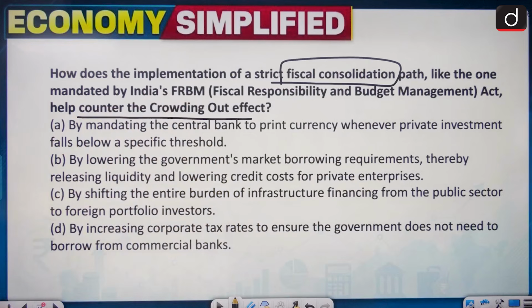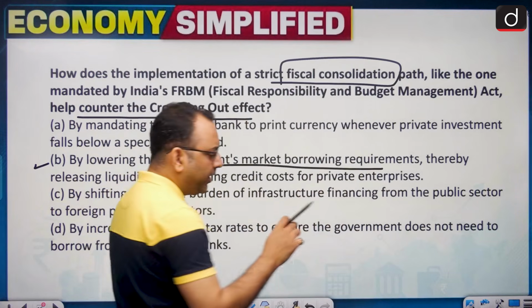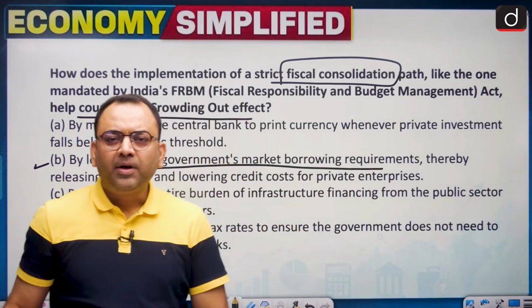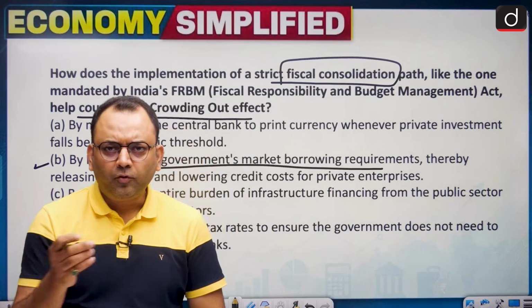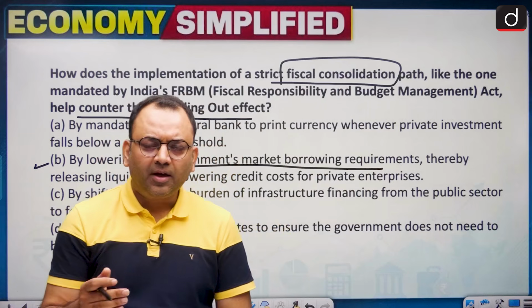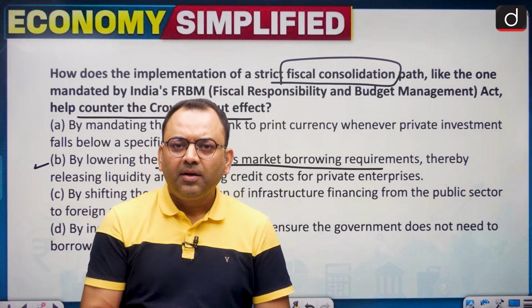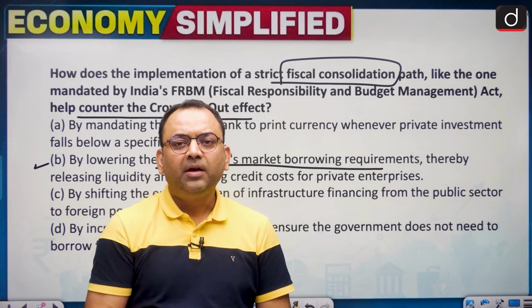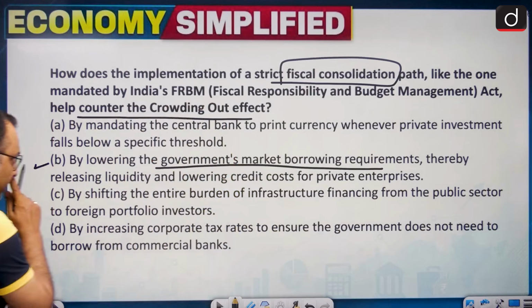So here what we have, that the FRBM actually lowers the government market borrowing requirements. The government cannot borrow beyond a given limit. As I said, it's 3%, but still the government has a deficit of 4.4%. So they have to tell the parliament that this is my borrowing, they cannot go beyond this. So when that FRBM is there, the government borrowing is limited as well as the crowding out is minimized. So this is the correct statement.